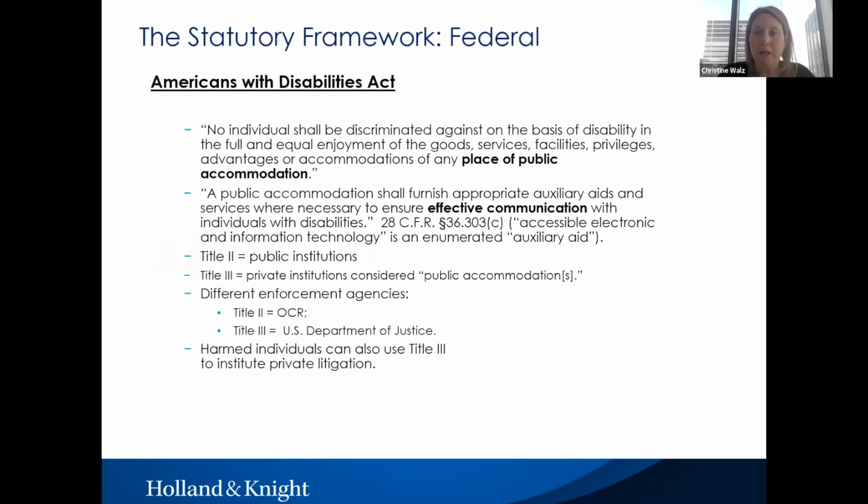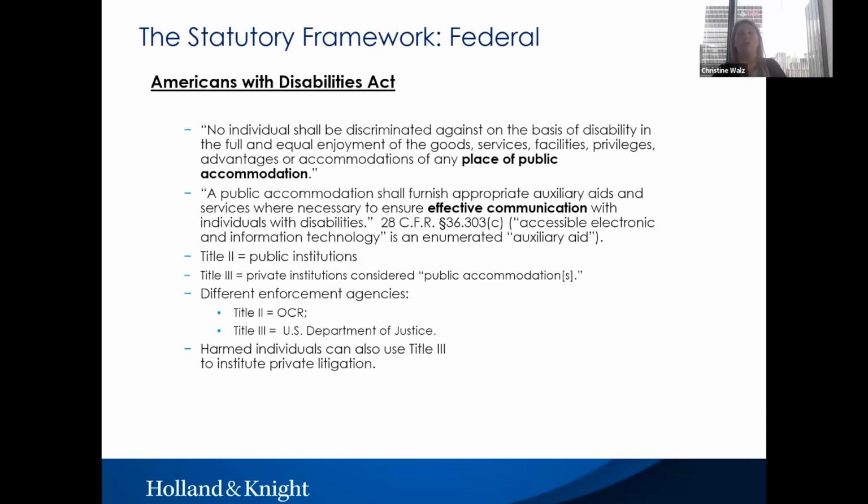The Americans with Disabilities Act applies to places of public accommodation. And it provides that no individual shall be discriminated against on the basis of disability in the full and equal enjoyment of goods, services, facilities, privileges, advantages, or accommodations of any place of public accommodation. Places of public accommodation are places that are open to the general public.